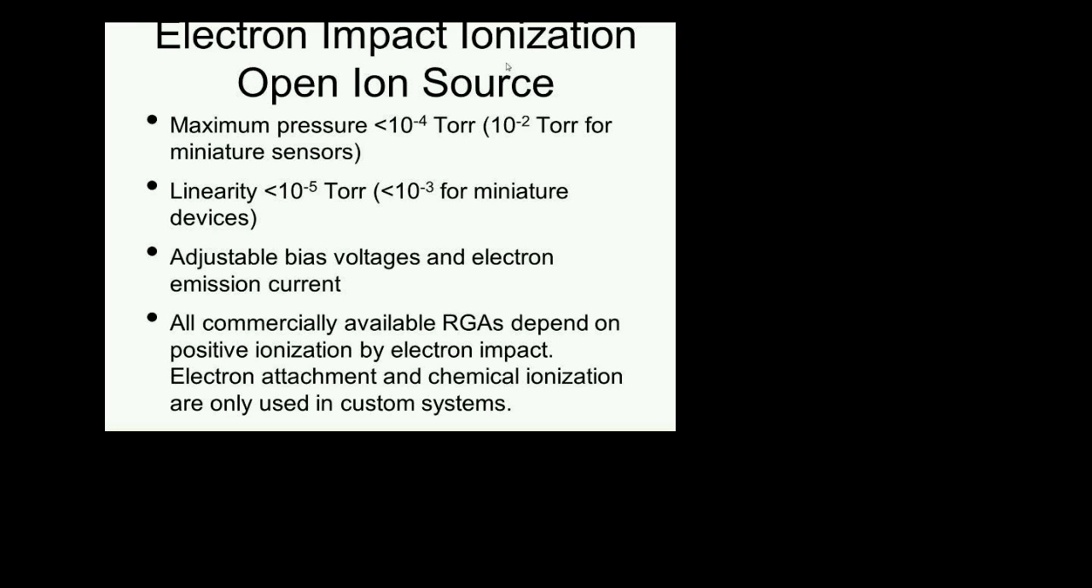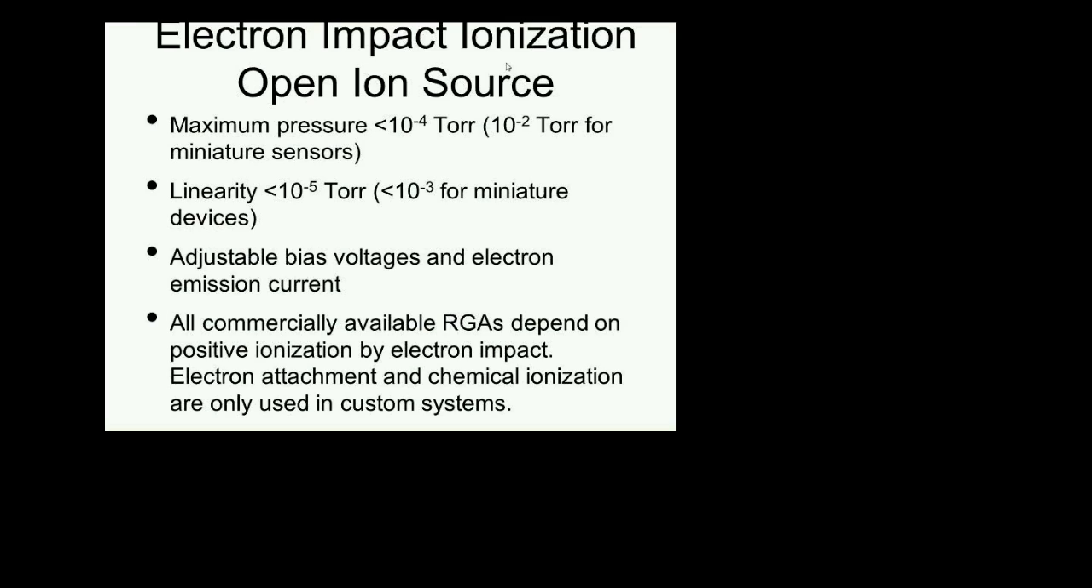If you happen to be buying a miniature quadrupole system, and I'm going to mention this later on, that pressure can go up to 10 to the minus 2 torr. For the traditional, standard size residual gas analyzers, the maximum pressure at which you can operate a quadrupole is 10 to the minus 4 torr. Now, keep in mind that even though you can operate the device up to 10 to the minus 4 torr, linearity between the partial pressure and the amplitude of the peaks for each species is only preserved up to about 10 to the minus 5 torr in most models.